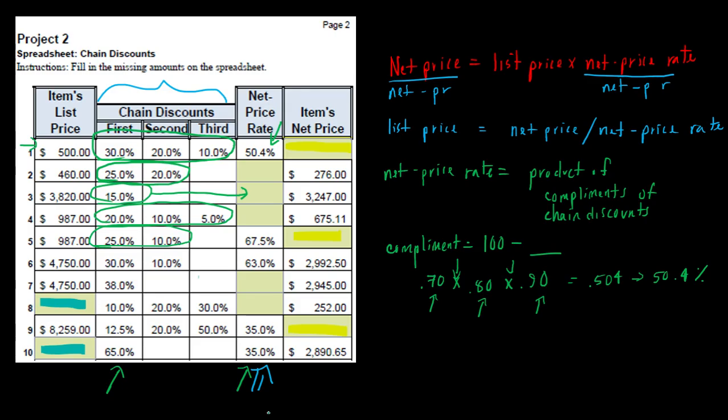So that's everything for page 2. So again, net price is equal to list price times net price rate. List price is net price over net price rate. And net price rate is the product of the complements of chain discounts. If there's only one chain discount, it's just the complement of that single chain discount.